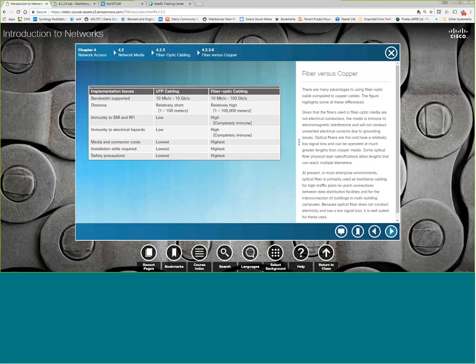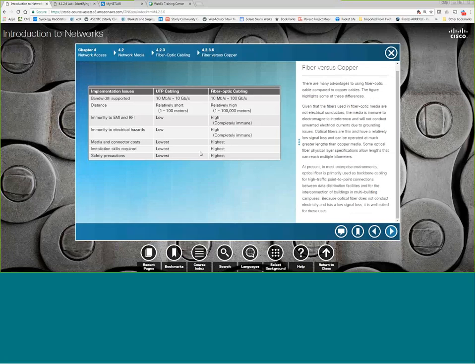Safety precautions, I don't really agree with this. You know, fiber optic cable is really no more dangerous than UTP. I mean, you can poke yourself with the fiber or whatever. If you don't wear glasses like you should, you can get it in your eyes, but you can do that with UTP too. So I don't particularly buy that one.